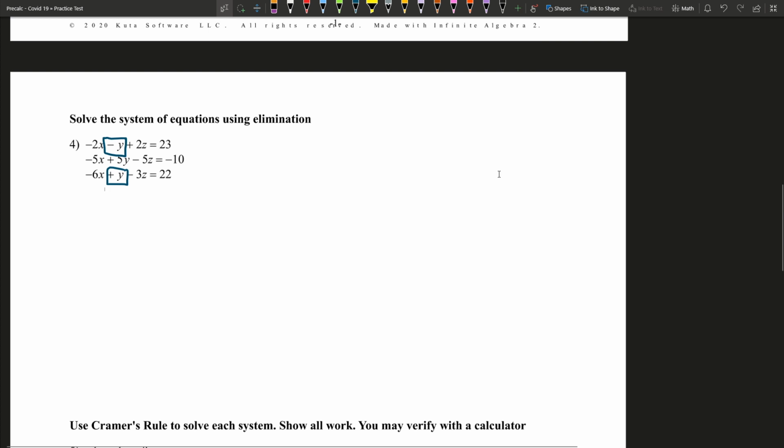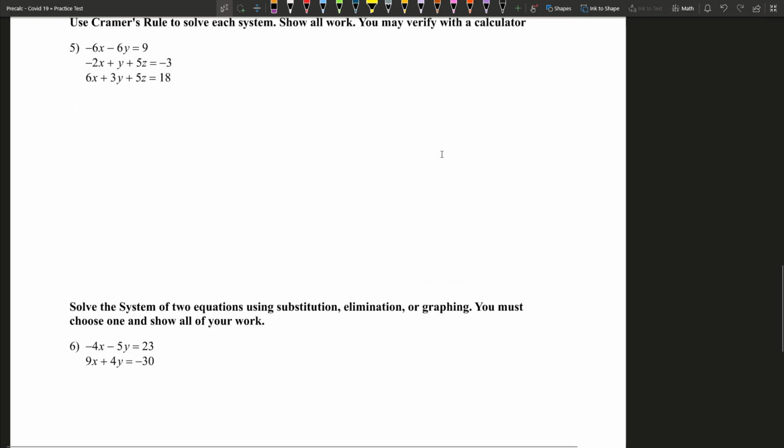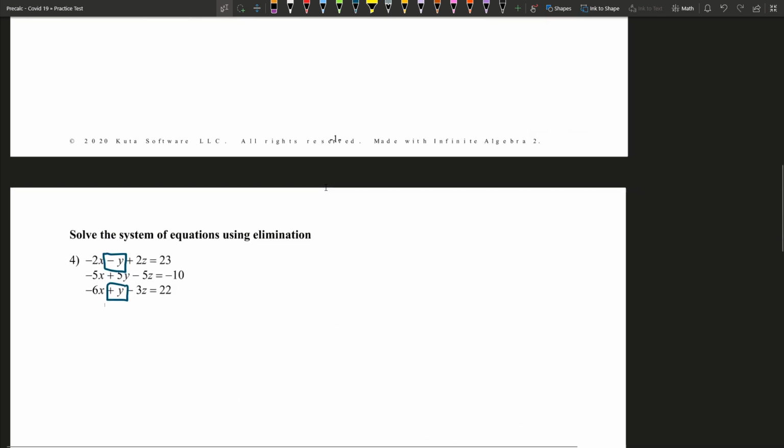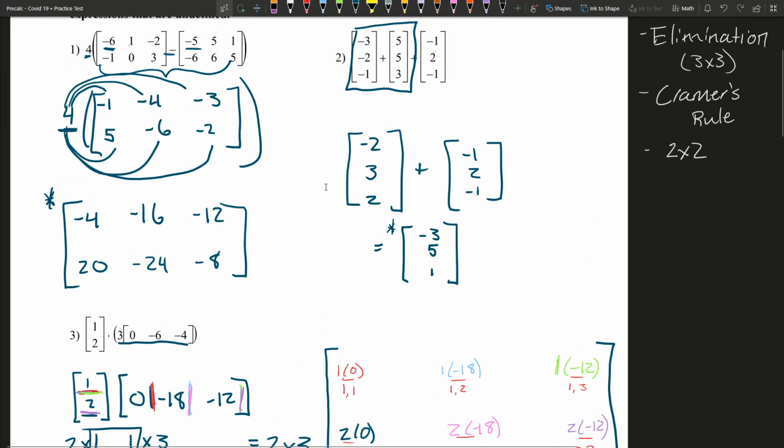And elimination overall in the homework looked really good. So I'm kind of happy where everyone's at on that. Kramer's rule, I'm still looking over that. And then the 2x2 systems, that should be pretty basic. Okay. So if there are any other questions, I'll leave this open for a couple minutes. This should be a really straightforward, decently easy test.